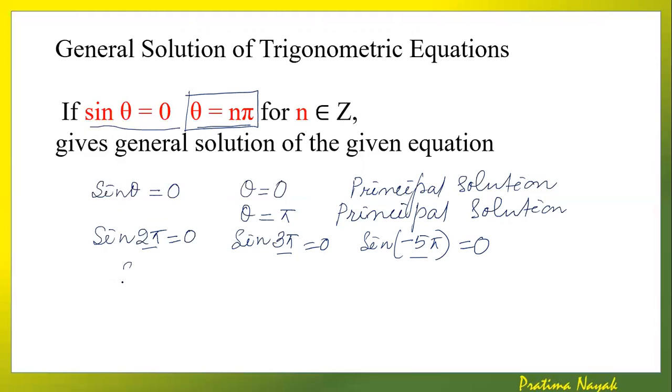So whenever sine theta is equal to 0, what is the general solution? The general solution is theta is equal to n pi, n is an integer. So for n equal to 1 it is 0, for minus 1 it is 0, for minus 3 it is 0. So this is the solution.